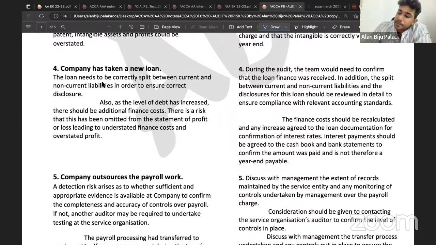So if a company have taken a new loan which has to be repaid over 5 years, well, we know that it should be correctly split between current and non-current liability, and the part of the loan should be treated as non-current liability as it needs to be repaid over 5 years. But there can be chances that the company might have treated the whole amount as a current liability, leading to understated non-current liability and overstated current liabilities.